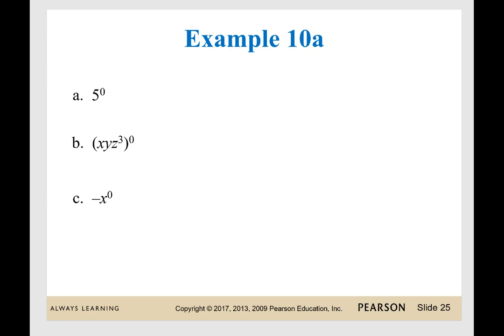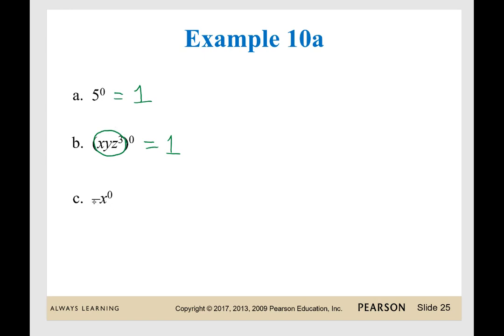So here are a couple of examples. So 5 to the 0 power, again, that is 1. Base to the 0 power is 1. Notice our base is this big, huge product, but that's still the base. Any base raised to the 0 power is 1. It doesn't matter that that base is this big, huge thing. As long as it's inside those parentheses, that whole base raised to the 0 power.